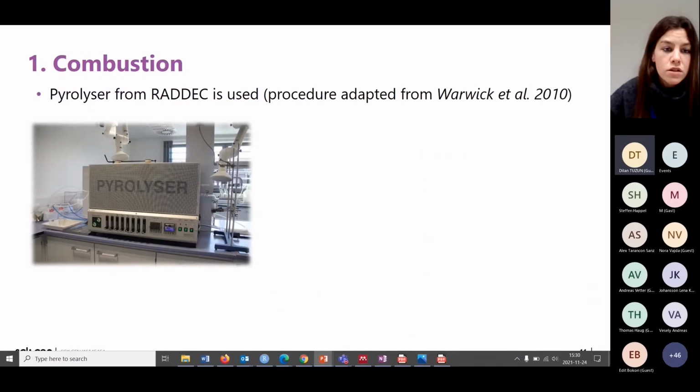So for the combustion step, a pyrolyzer from Radec was used, adapting the procedure from Warwick's presentation in 2010.